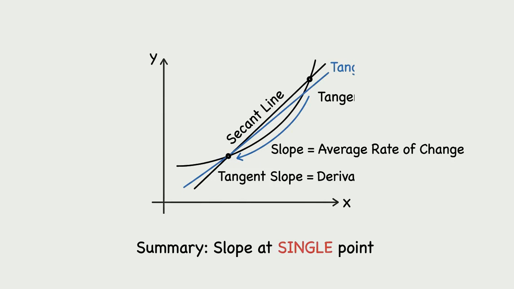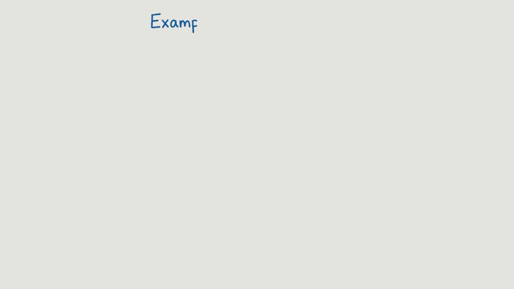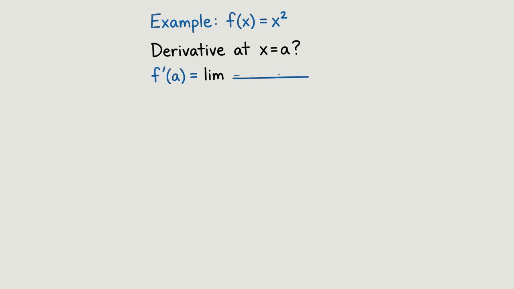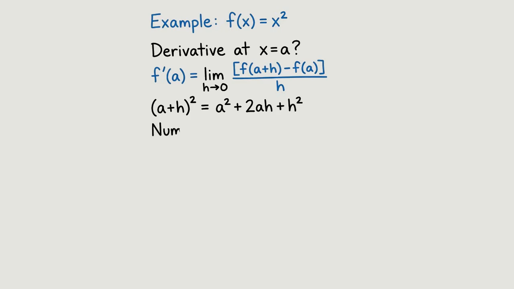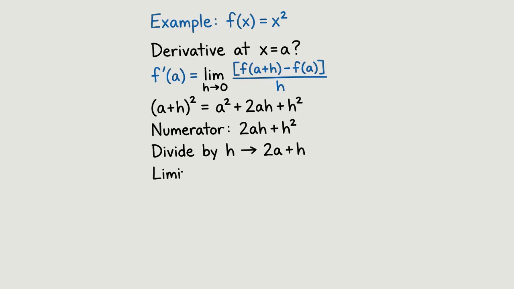Let's do a concrete example. Say f of x equals x squared. What's the derivative at x equals a? We use the definition. F prime of a equals the limit as h approaches 0 of f of a plus h minus f of a all over h. So f of a plus h is a plus h squared, which is a squared plus 2ah plus h squared. Subtract f of a, which is a squared, and you get 2ah plus h squared. Divide that by h, and you get 2a plus h. Now take the limit as h goes to 0, and you're left with 2a. So the derivative of x squared is 2x.